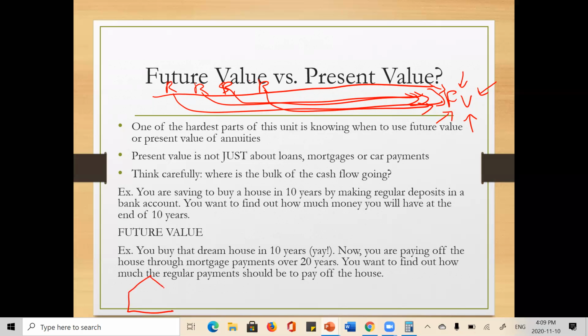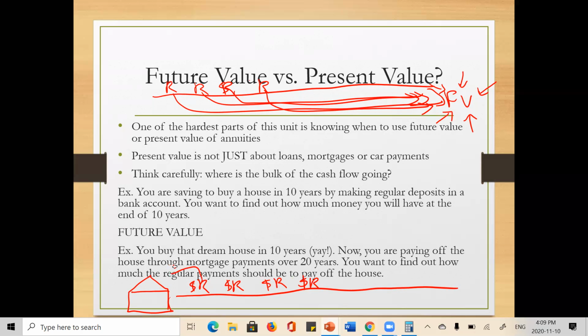And I'll talk a little bit more about what mortgages are in the next lesson. So a mortgage is basically a loan for a house. In this case, we're actually working the other way around. We already bought the beautiful house. Now we're thinking, okay, how are we going to pay this off?